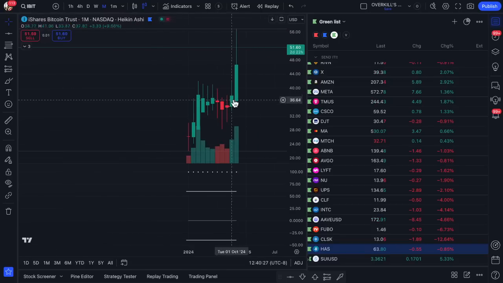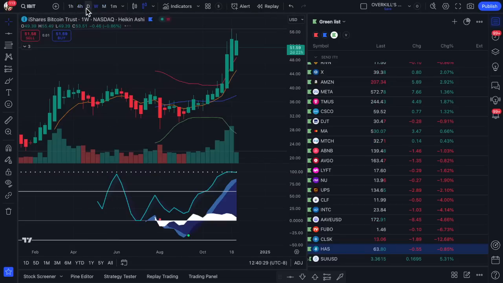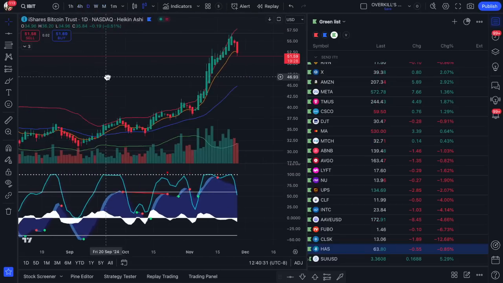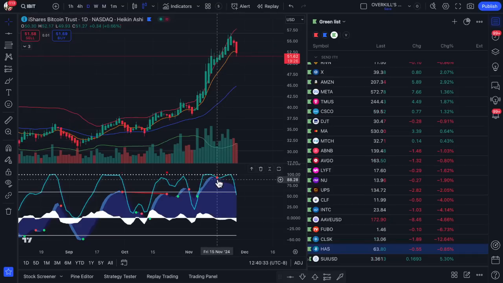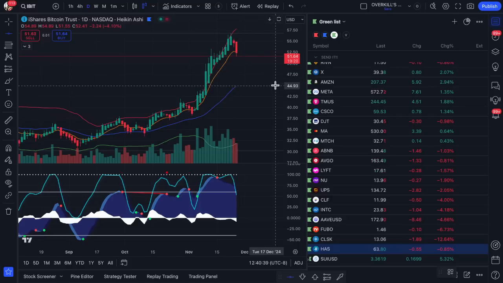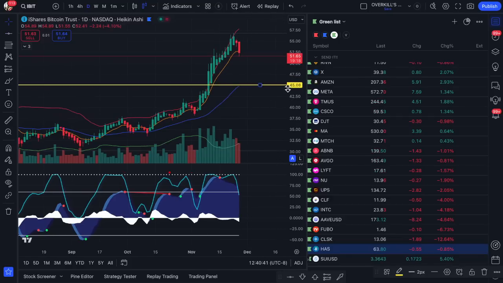IBIT has just been ripping. This is the Bitcoin ETF. I believe this is BlackRock's ETF, not Grayscale. You can see it's topping out. It gave you the sell signal right here on the 15th, around 52, which is right around where we're selling off into. I would love to see this thing sell off into its 30 EMA down here at 45.